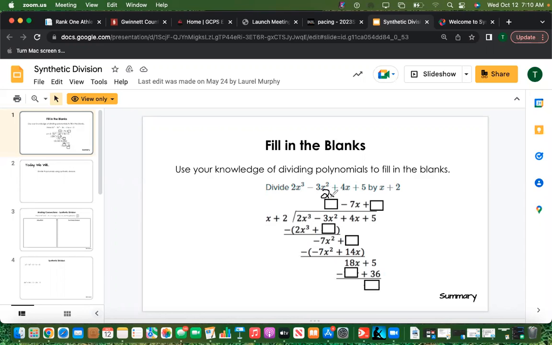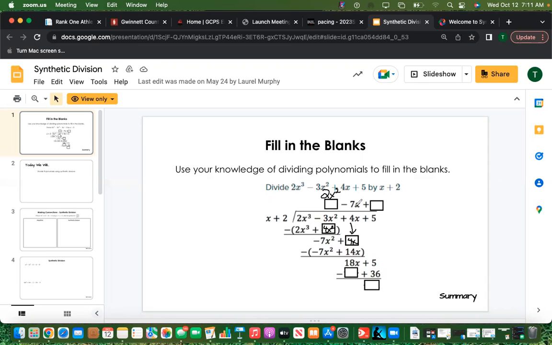2x squared. Okay, and then we're going to take 2x squared and multiply by everything on the outside. So we're going to multiply here, and then we're going to say 2x squared times 2 would give us what? 4x squared. And then we would subtract. And so we would get negative 3x squared minus 4x squared, which would give us negative 7x squared. And what will we do to this number? Just bring it straight down.